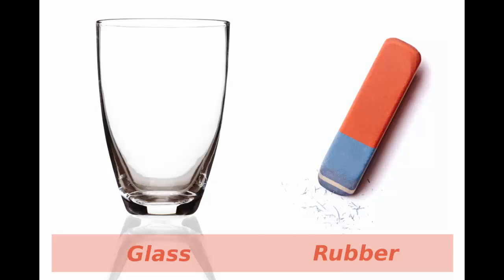Examples of amorphous materials include amorphous silicon, plastics, and glasses. Amorphous silicon can be used in solar cells and thin-film transistors.